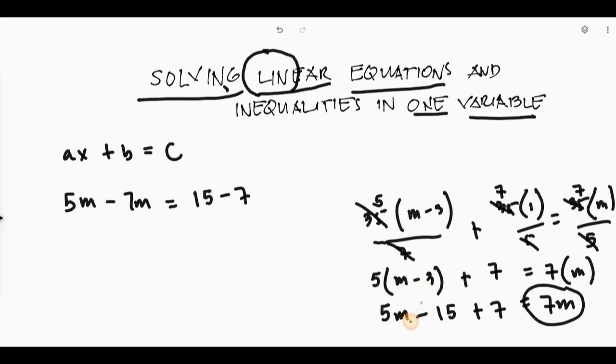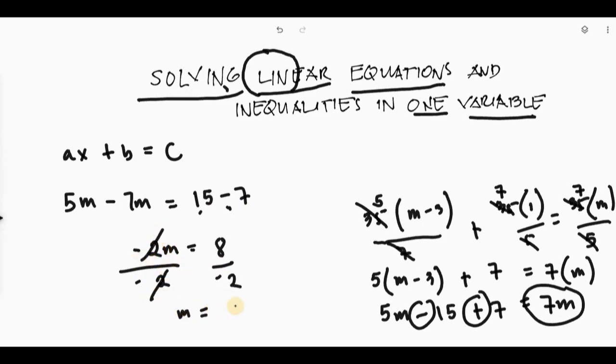Nag-change din tayo ng sign. Minus dito, pagdating ito positive. Ito ay plus, pagdating ito ay minus. Okay? So, 5 minus 7, that will give us negative 2m equals 8. Okay? And then, we'll divide it by negative 2. Bakit negative 2? Kasi negative din yung kasama ng variable. So, cancel. M is equal to negative 4.